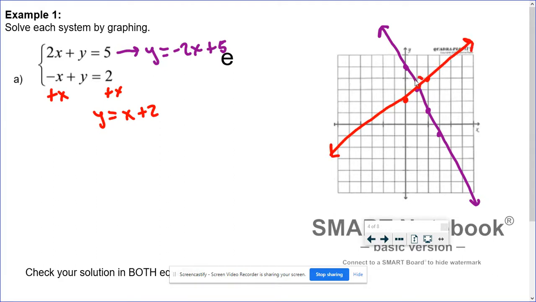The solution is where they intersect, the ordered pair where they intersect, because that's the only ordered pair that works for both lines, because that's where the two lines touch. So the solution to this would be the ordered pair (1, 3). All right. Check your solution in both equations. So if we substitute 1 in for x, 3 in for y, 2 times 1 is 2, plus 3 is 5. 1 in for x here makes it negative 1, 3 in for y here, negative 1 plus 3 is 2, so they both check out.